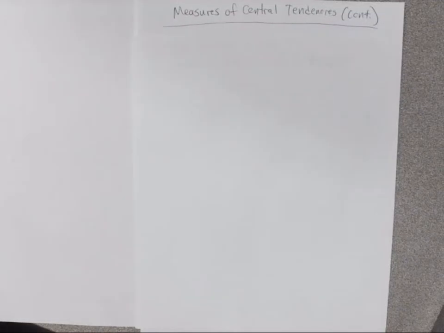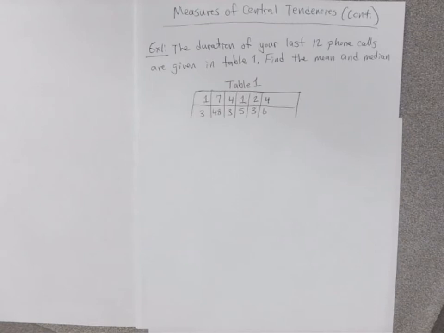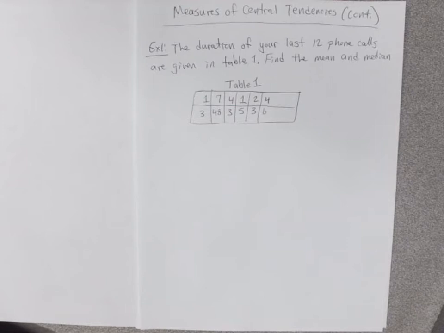We're gonna continue talking about measures of central tendency, and it's important to understand the relationship between the mean and the median. All right, and the best way to show you that is to do an example. I've started out by writing an example for us. So go ahead and pause your video and write this problem out. I'll give you a second.